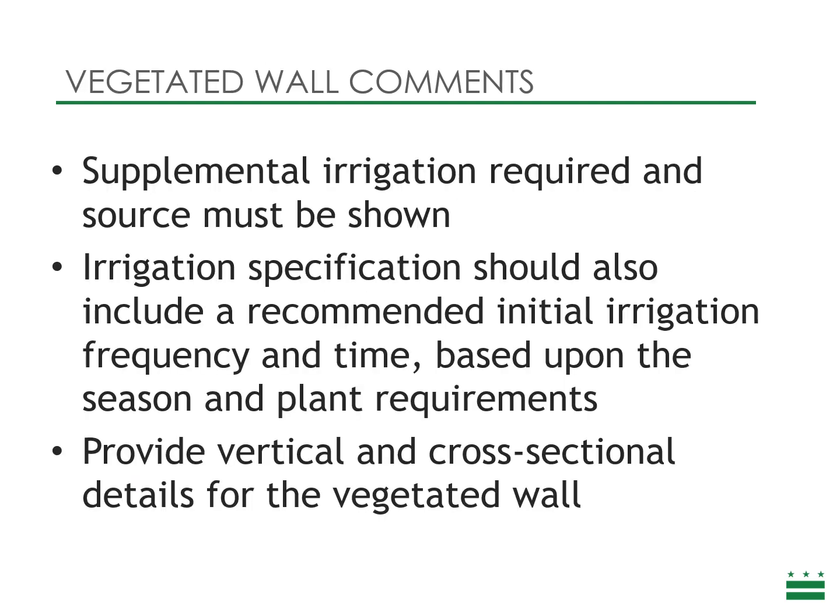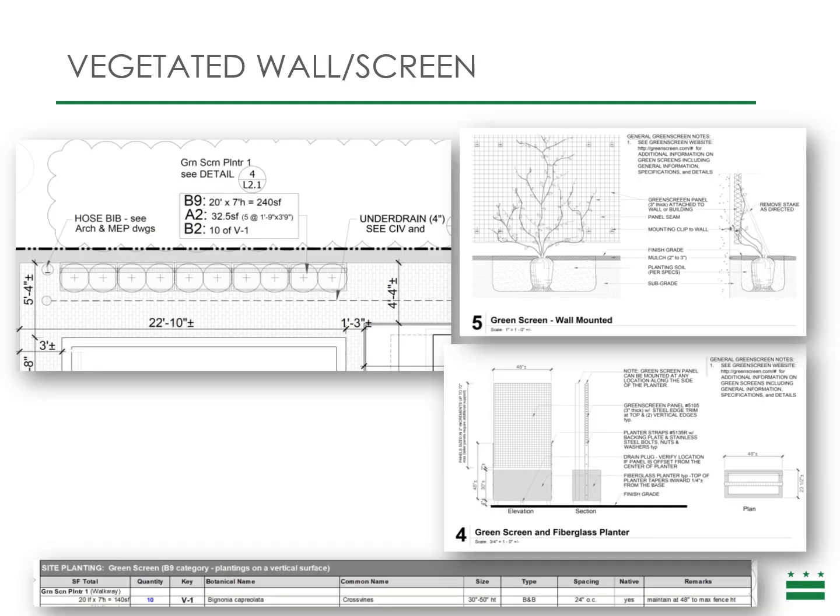The next element we have is vegetated walls. Supplemental irrigation is required and the source must be shown. Irrigation specifications should also include a recommended initial irrigation frequency and time based on the season and plant requirements. You should also provide vertical and cross-sectional details for the vegetated wall. So here's an example of the schematics of the vegetated walls. We see the plan view and then also the profile and cross-sectional view, and also the planting plan down here.